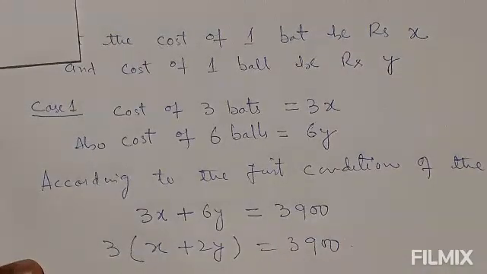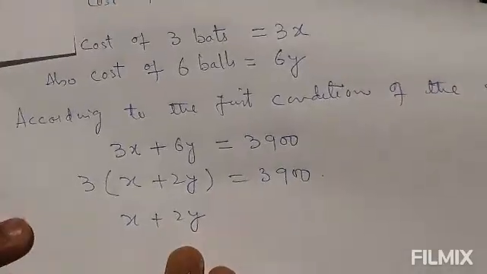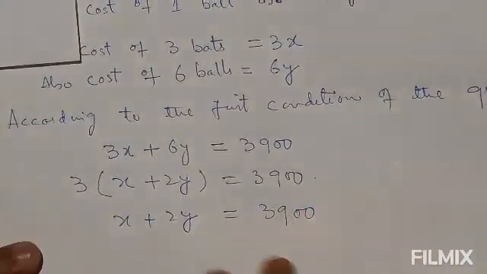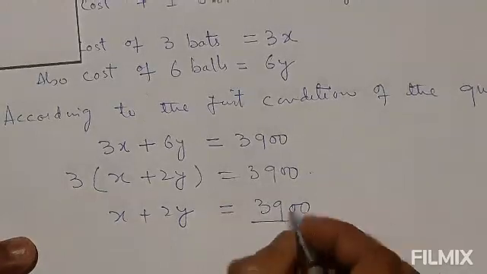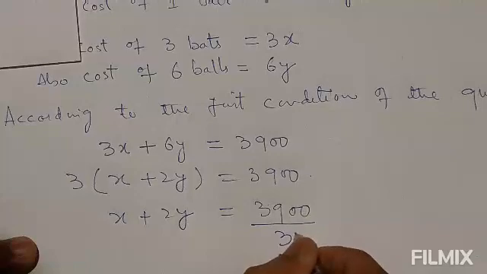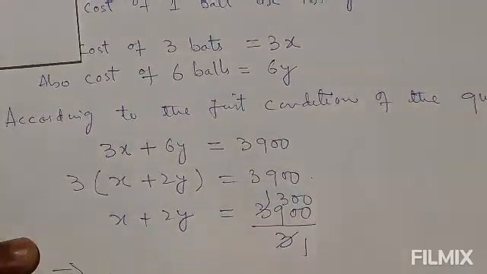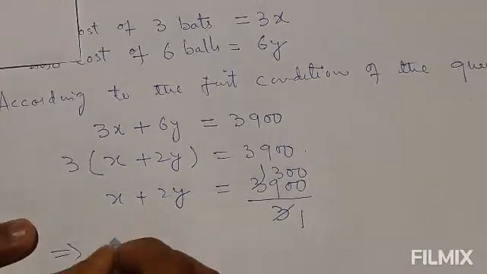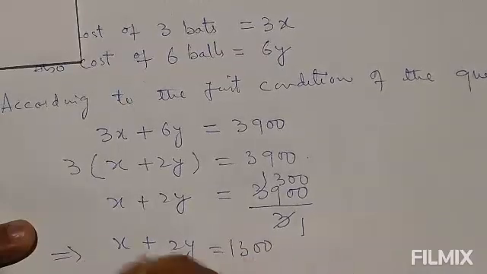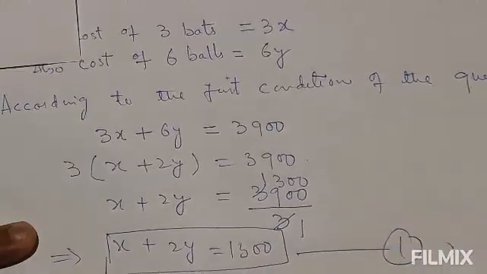Okay. So x plus 2y equal to 3900. This 3 will go here at the denominator, so 3900 will be divided by 3. 3 ones are 3, 3 nines are 27, 3 zeros are 0. So the equation becomes x plus 2y is equal to 1300. Okay. So let me name this equation as first.